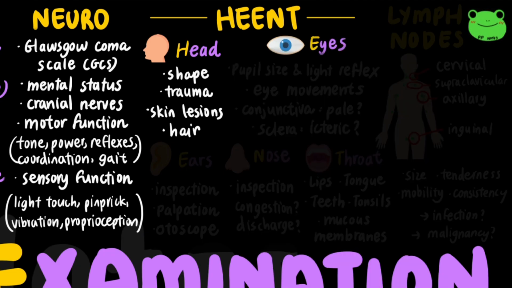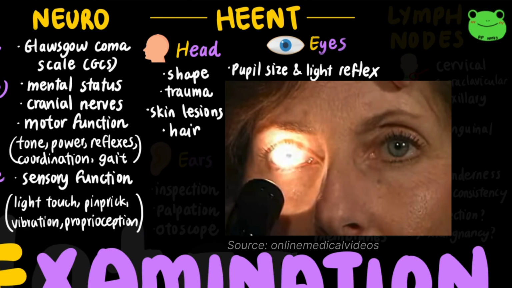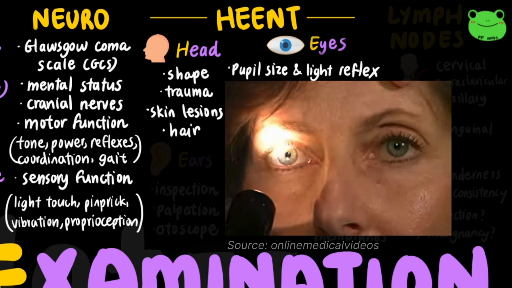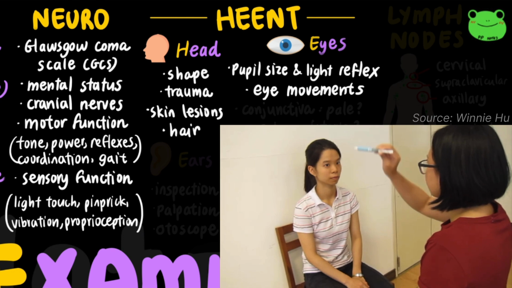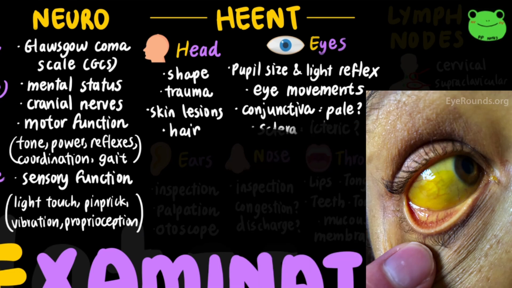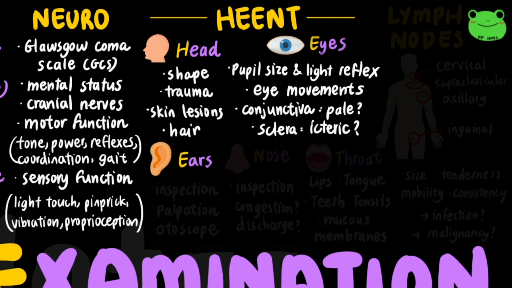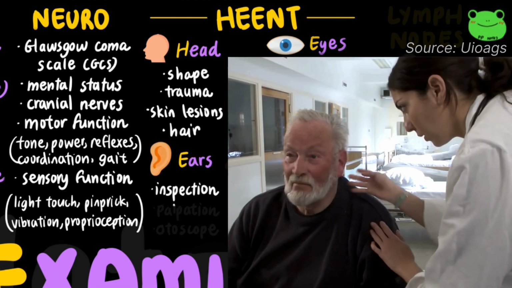For the eyes, we assess pupil size and their response to light, which helps us evaluate cranial nerve function and possible brain injury. We test eye movements in all directions to look for nerve palsies or muscle weakness. The conjunctiva is examined for pallor, which may suggest anemia, and the sclera for icterus, which indicates jaundice and possible liver disease. For the ears, we begin with inspection of the external ear for redness, swelling, or deformity.